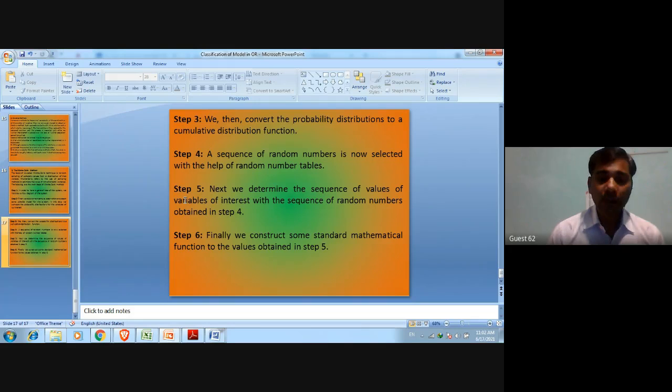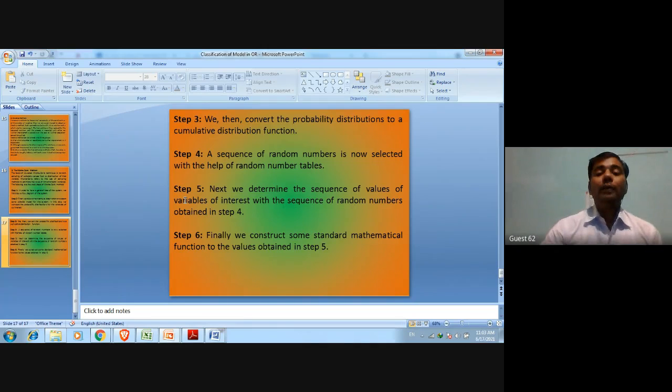Then a sequence of random numbers is selected with the help of random number tables. Actually, if we have time in the future, I will also explain an example of this method.